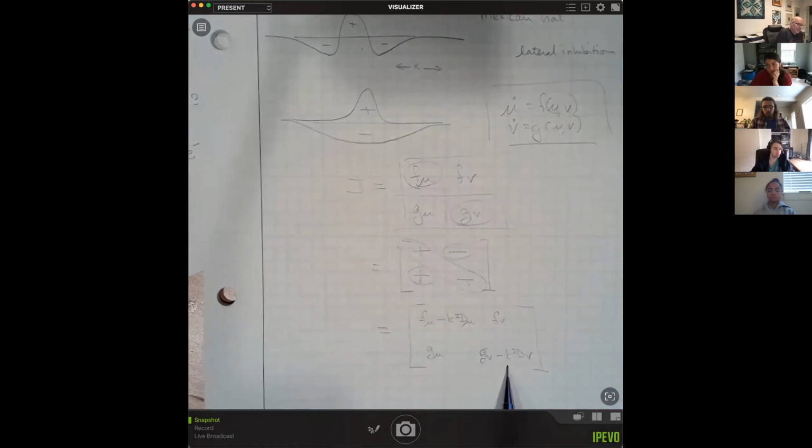So if you look at this, when the diffusion coefficient's added, what you're effectively doing is lowering this entry and lowering this entry.